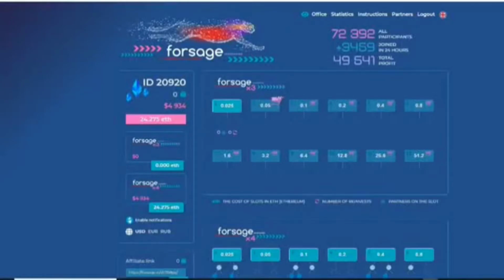Vitaly Dubin is here, and I'm very excited to share with you in this video exactly how spillover works in Forsage. How is it possible to generate income directly coming to your Ethereum wallet even if you referred no people to Forsage? Like for example, ID 20,920, as you can see right here, has generated 24.275 Ethereum in income while he referred 0 people to the project. You can see right here a fat big 0, and still he was able to generate about $5,000 in income.